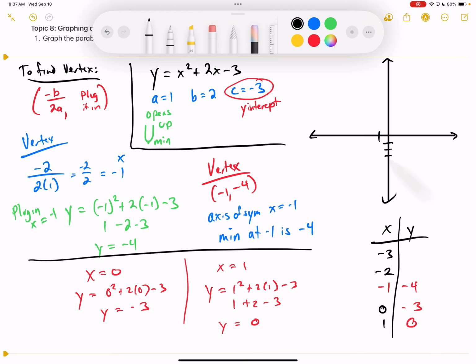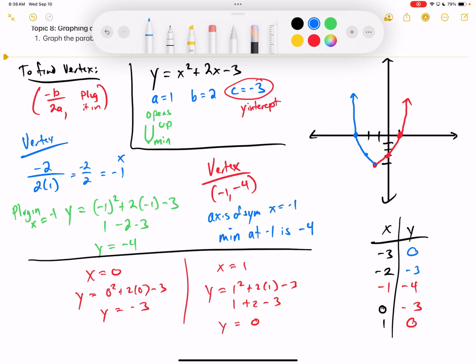-1, -4. All right, -1, -4, 0, -3, 1, 0. That's my right side. My left side is going to be symmetric, so it's going to be -3 and 0. So -3, -2, -3, and -3, 0.